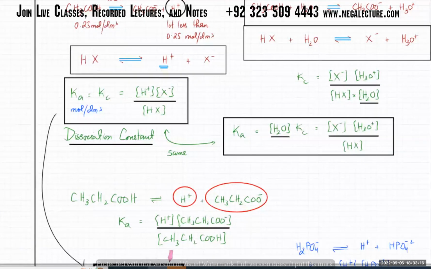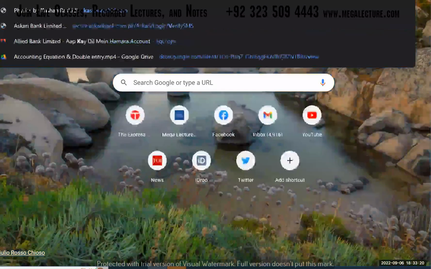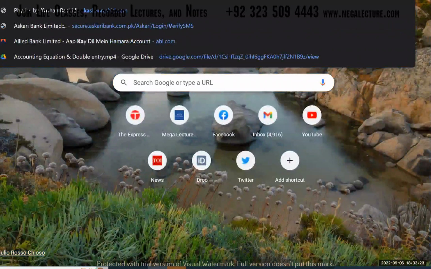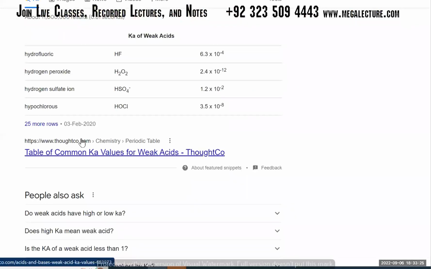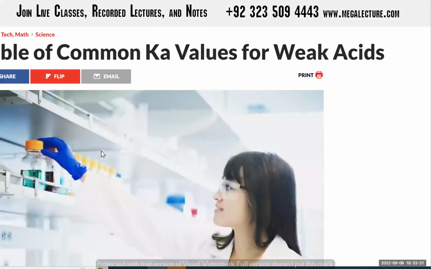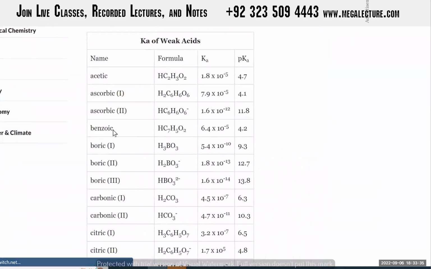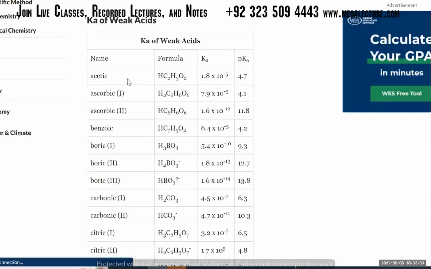Propanoic acid, ये K values हैं, ठीक है? K values for weak acids. So you've got lots of K values. तो यहाँ पे the K value, benzoic acid, it's 6.4 times 10 power minus 5. Every acid has a different K value. It's going to be constant for that particular acid.